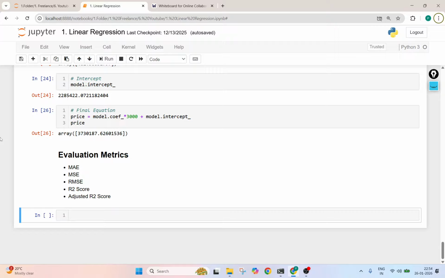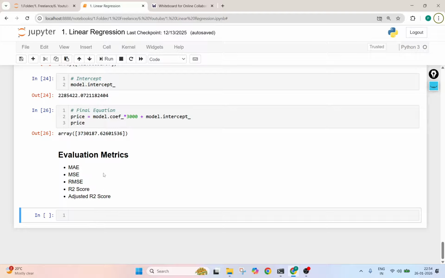In this video, we'll be learning about the different evaluation metrics used in any regression model. And we'll be using these evaluation metrics to gauge the performance of the linear regression model that we built. All right, so there are 5 evaluation metrics, namely MAE or mean absolute error, MSE or mean squared error, RMSE or root mean squared error, R2 score, and adjusted R2 score.